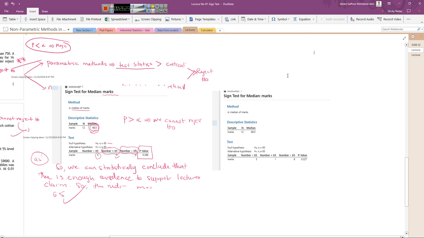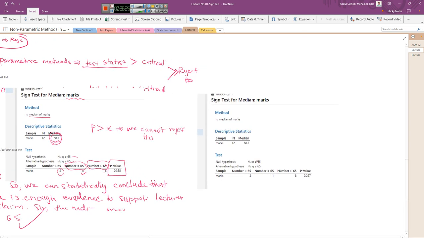Now let's try to understand. Here you can see this is the sign test for median. The data set is marks. Eta represents the median of marks, and the total number of observations that we had is 12, and the actual median is 68.5. The median has not changed even though we changed the data. So the null hypothesis is 65.